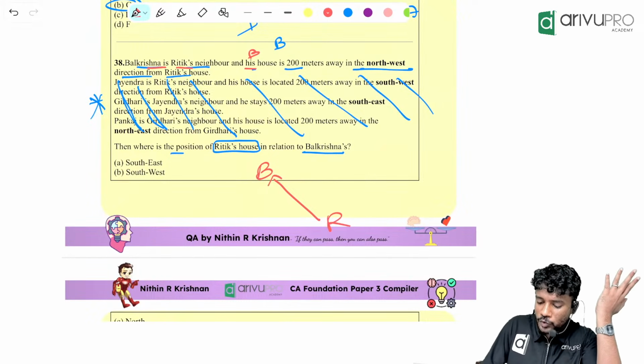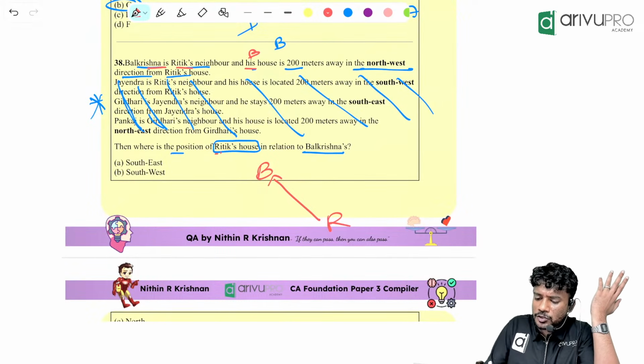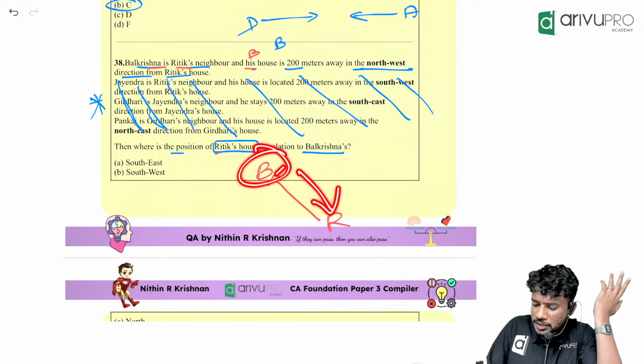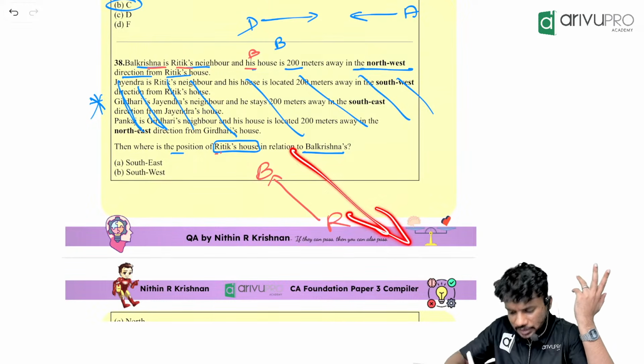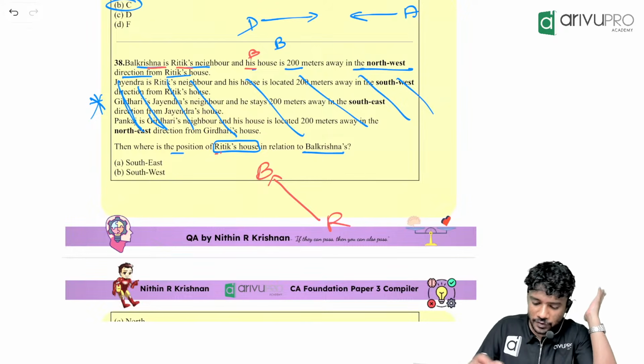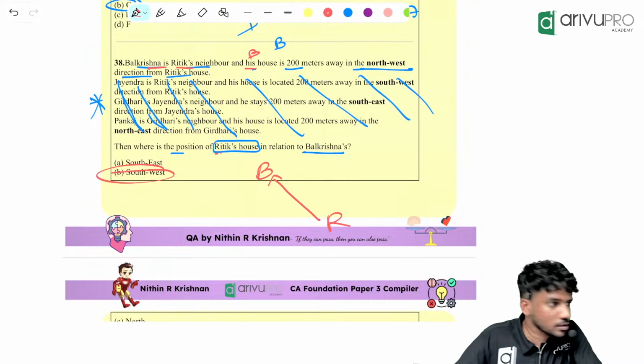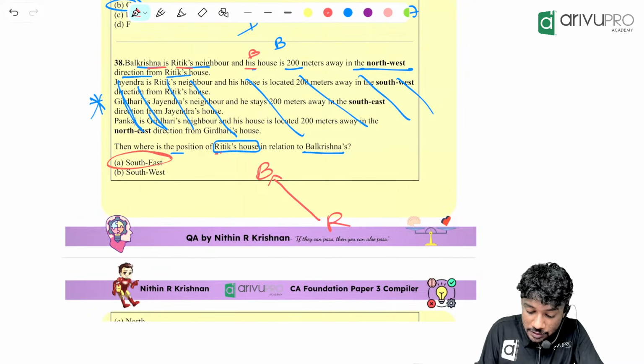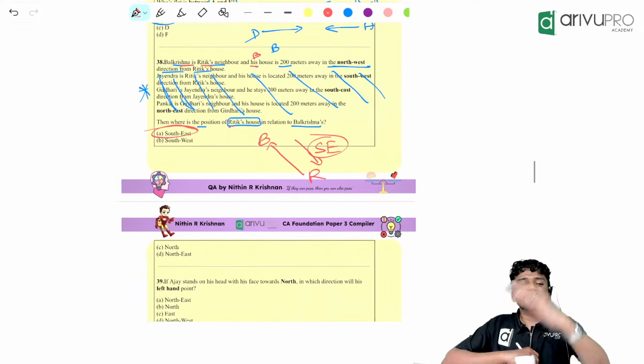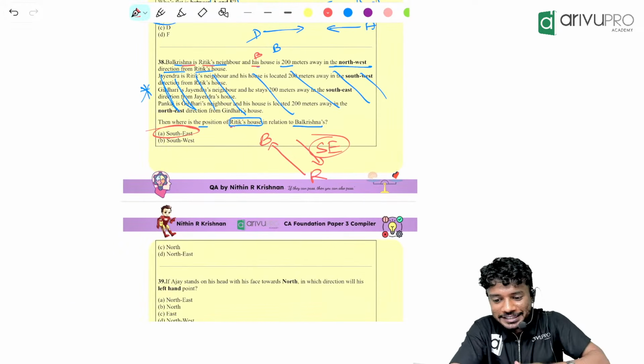Now tell me, which direction is Ritvik's house with respect to Balakrishna? With respect to Balakrishna, Ritvik's house is in which direction? This direction is what direction? Southeast direction. Which option is the answer? Option B is the answer. Southeast is your answer. Southeast. Hey, what is happening? I think I am sleepless. Southeast is that direction. Then next one.